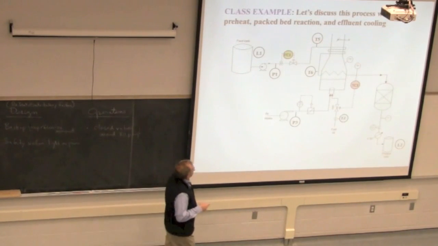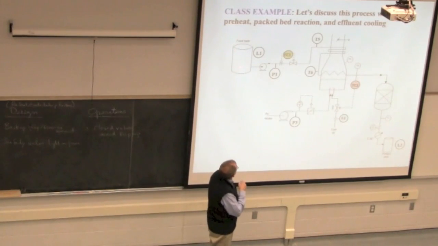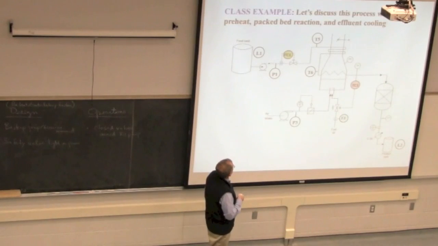So we have a very simple process. We have a raw material. It's pumped through that fire heater, and to heat the material up, it goes through a packed bed reactor, it gets cooled down, and we put it into the product tank. Couldn't be any simpler than that.